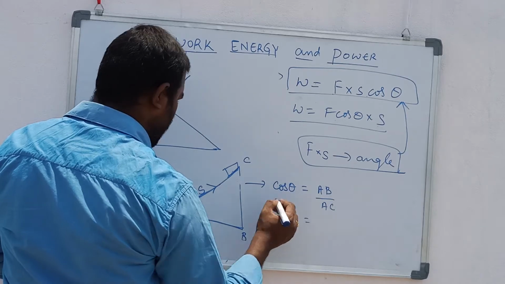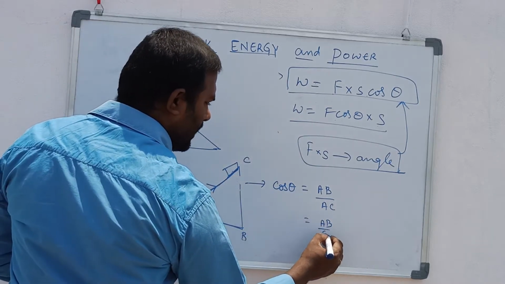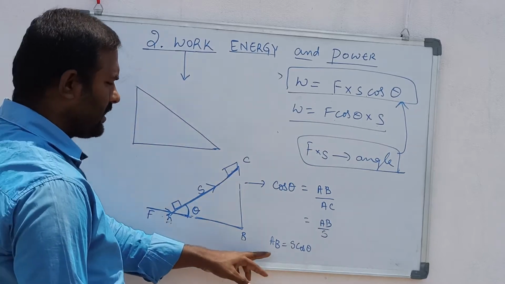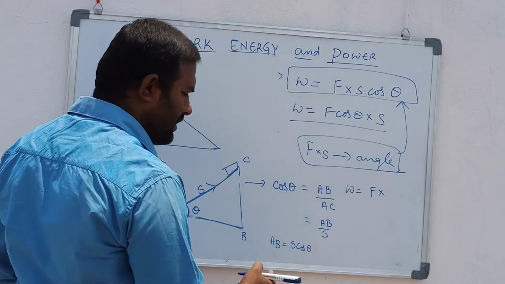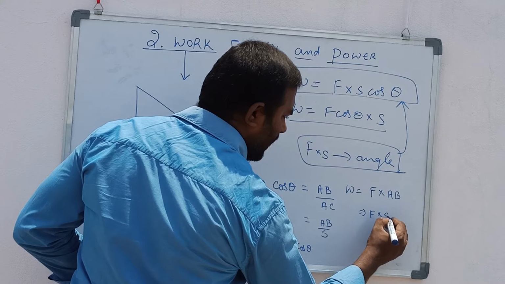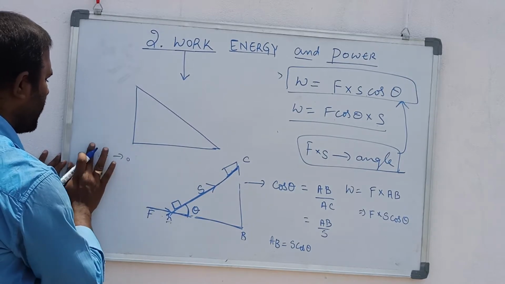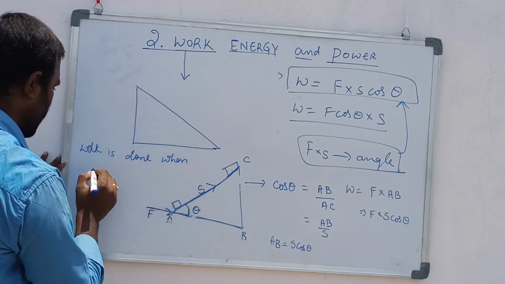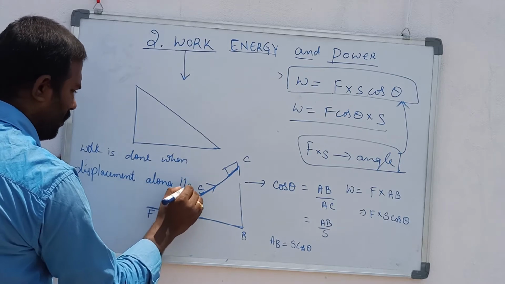We know that AC is the displacement we are taking. So AB is equal to S cos theta. If W is equal to F into distance, the distance here is AB. When force and distance make an angle, that is nothing but S cos theta. This is the force, and the displacement along the force. Work is done when there is displacement along the force.